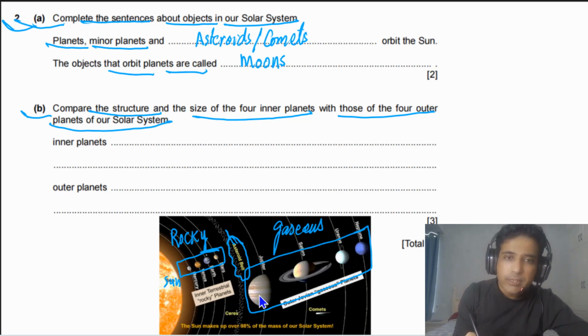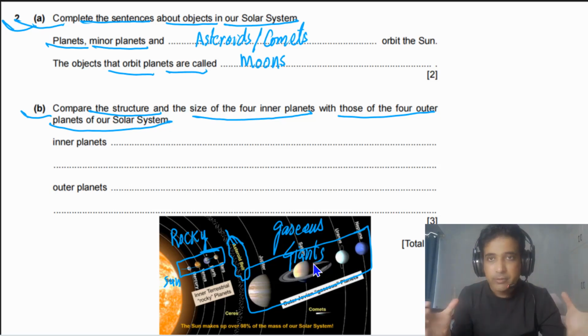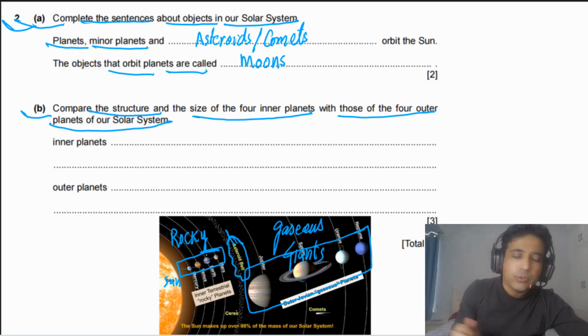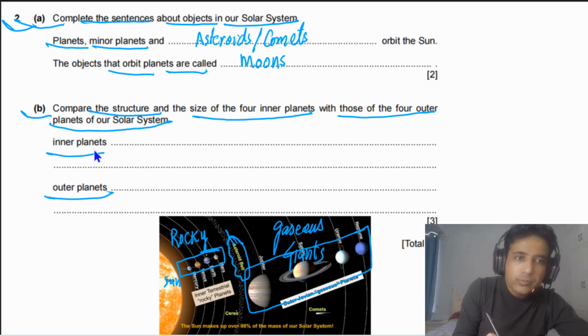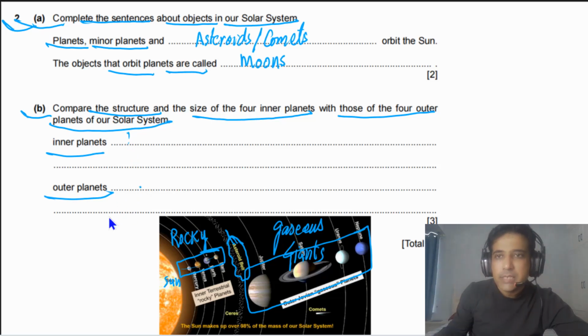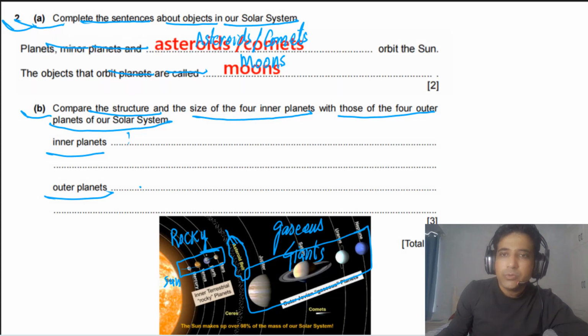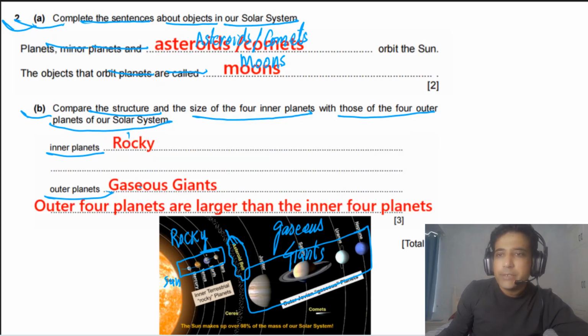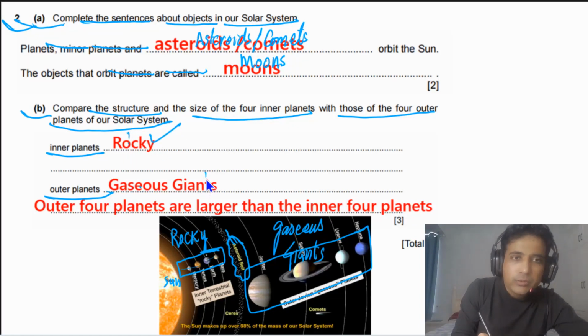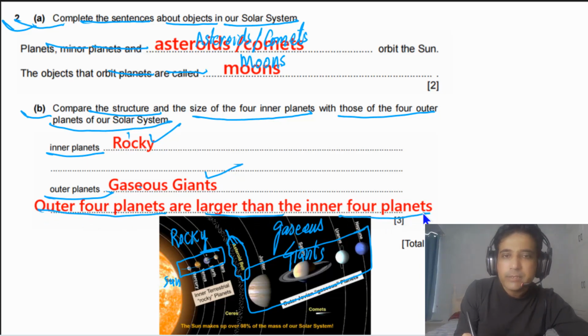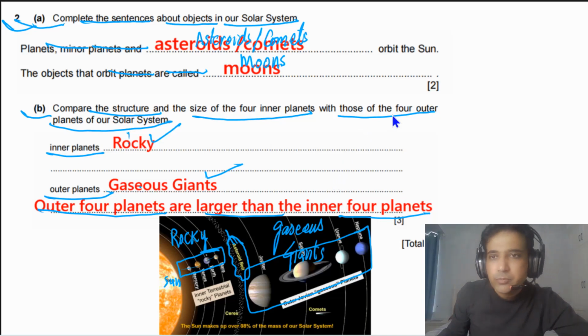And if you look at the size of them, you see this size is very small and this size is big. So we can say these are giant, gaseous giants. So the size is bigger. So if you understand these points, now we can write down inner planets and outer planets. So these planets are rocky, these planets are gaseous, and they have larger size. So let me show you the answer, how you can write it in a beautiful way. So this is how you can write down your answers. So simply you can say these are rocky, these are gaseous giants, and the outer four planets are larger than the inner four planets, meaning the size is bigger. So if you write these points, you will get 5 marks.